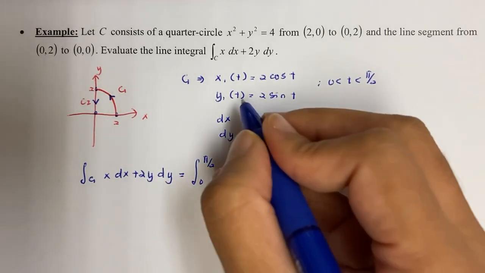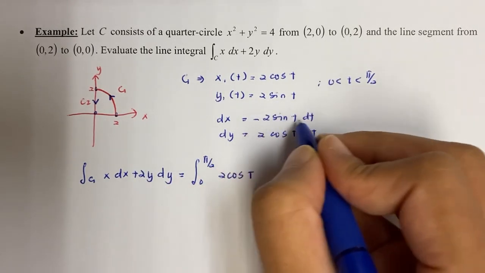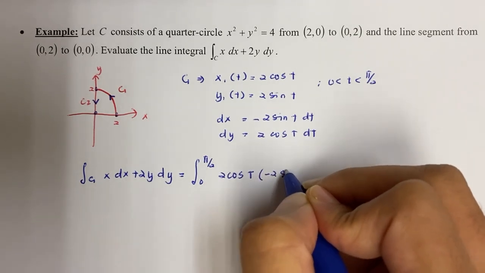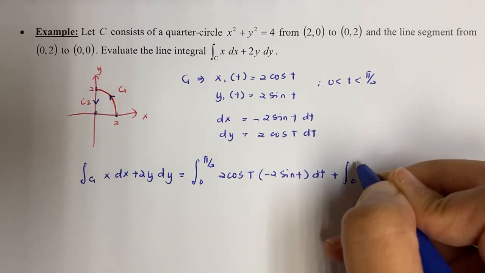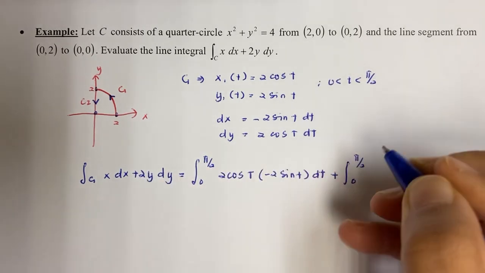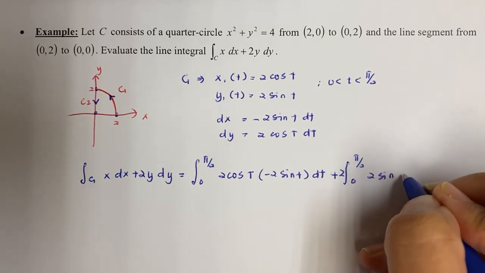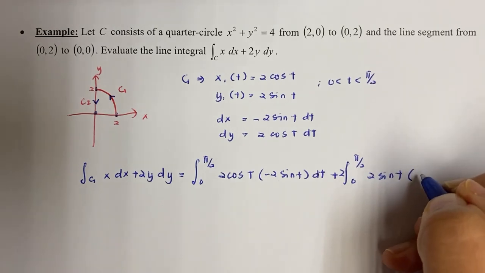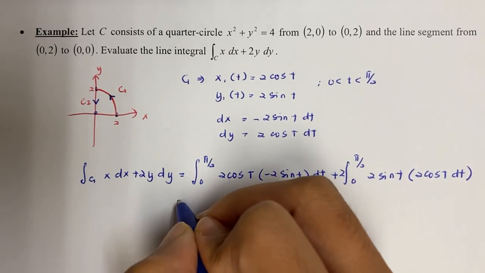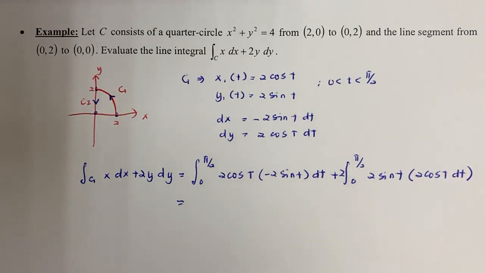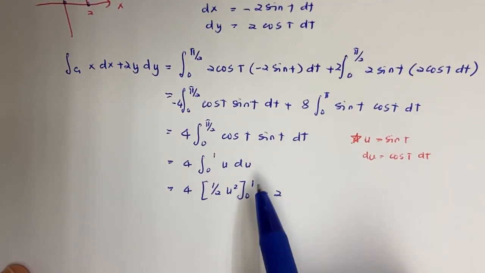Okay, x is 2 cos t, so dx is equal to negative 2 sin t dt, with t from 0 to pi over 2. And y is 2 sin t, so dy is equal to 2 cos t dt. Try to solve for the integration for C1 first. I just solve for C1, and the last answer is 2.